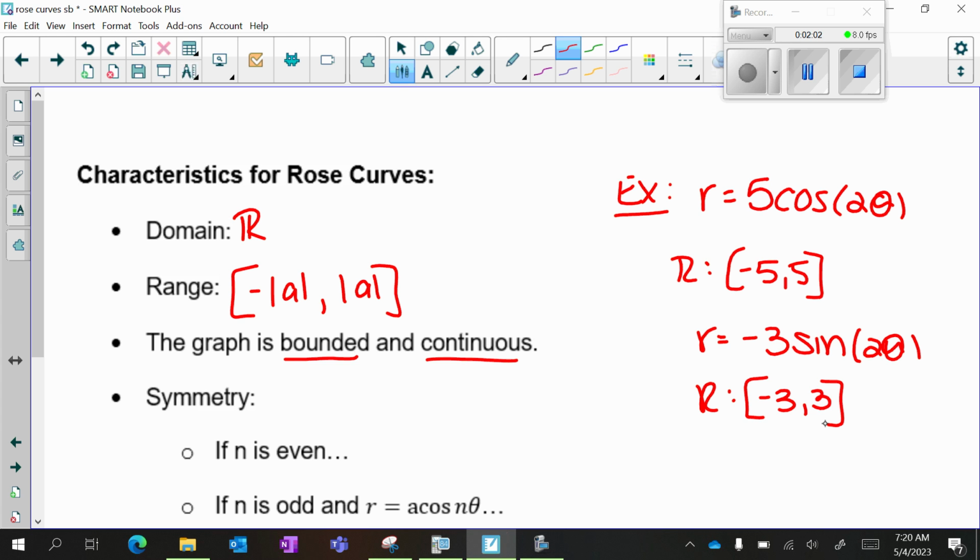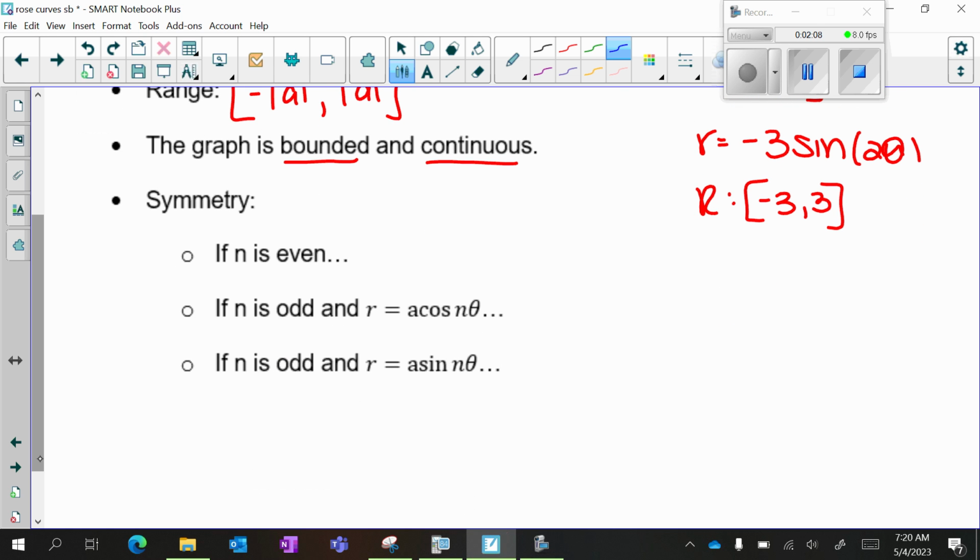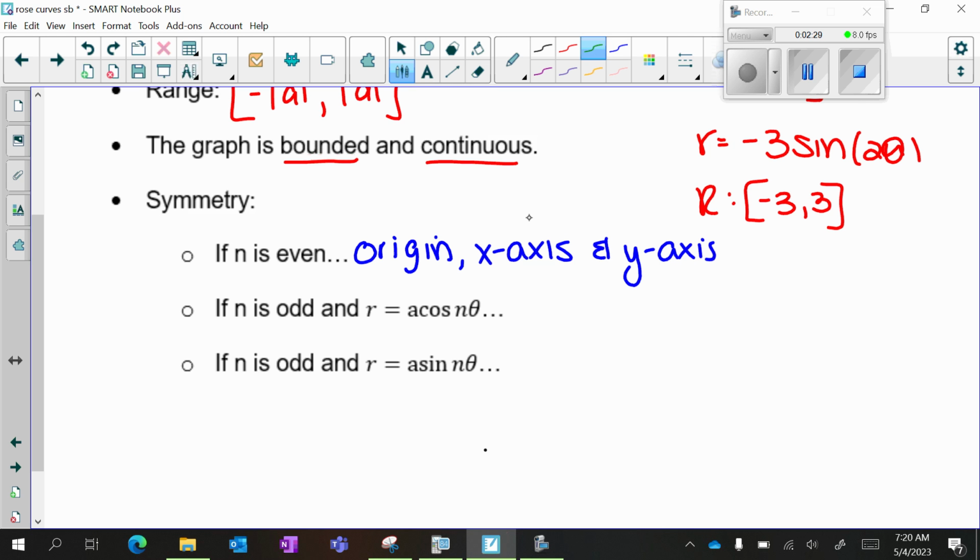Rose curves are symmetric, and their type of symmetry depends on a few things. The first thing that it depends on is the n value, the number in front of theta, or a frequency that we're used to calling it when we're graphing our regular trig curves. So if n is even, you are going to have symmetry over the origin, the x-axis, and the y-axis. And just something to note, sometimes your x-axis is called your polar axis, and your y-axis is sometimes referred to as the line theta equals pi over 2. So depending on the textbook or the worksheet, they may have those phrasings as well.